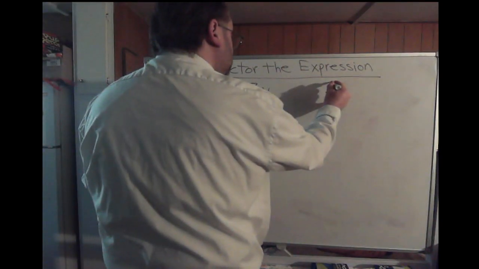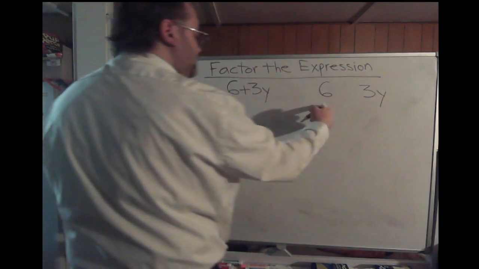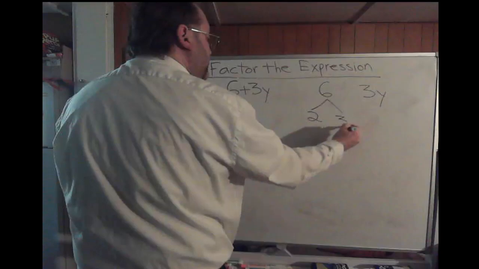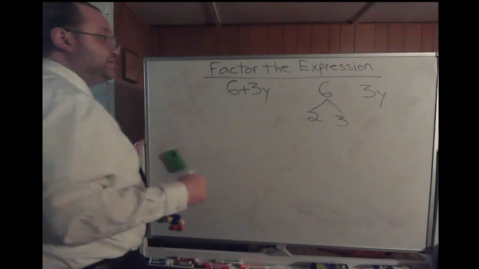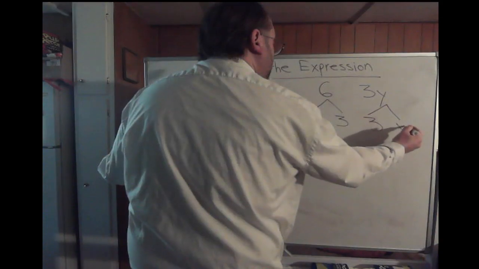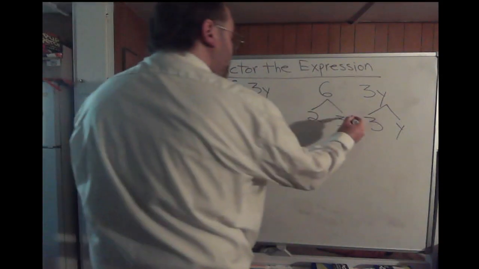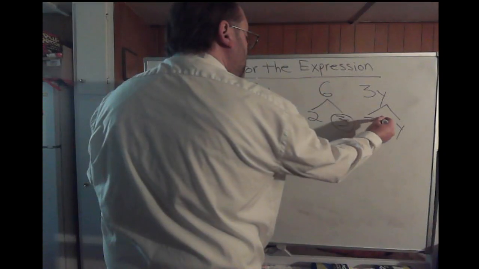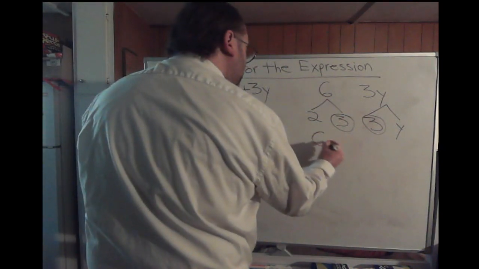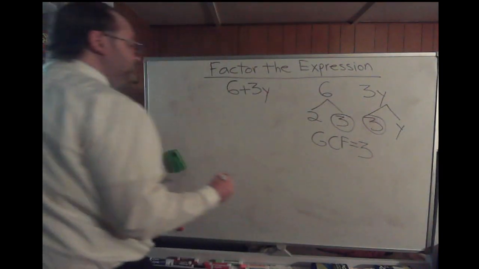Let's do the prime factorization of each one. 6 will break down into what? 2 and 3. Well, we sure can't factor 6 any further. That's all we can do with 6. 3y will factor into 3 and y. We can't factor 3y any further. That's it. They both have a common 3. So therefore, 3 is their greatest common factor.